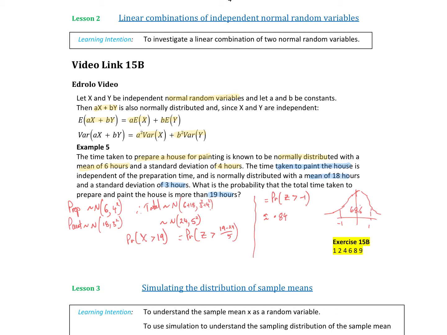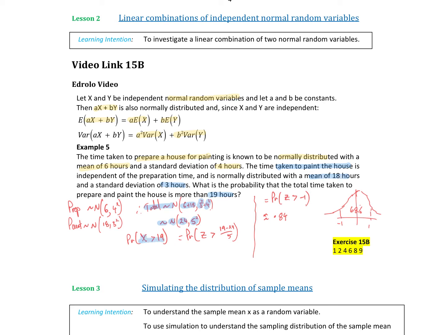So we need to know the mean and the standard deviation for a normal distribution to be able to work out a probability. The mean of both tasks together is going to be 6 plus 18, so the mean time to get the job done is 24 hours. Now the variance of each job is 3 squared plus 4 squared, isn't it? So the variance is equal to 25. So we could say that both tasks together is distributed normally with a mean of 24 and a variance of 25, or a standard deviation of 5.